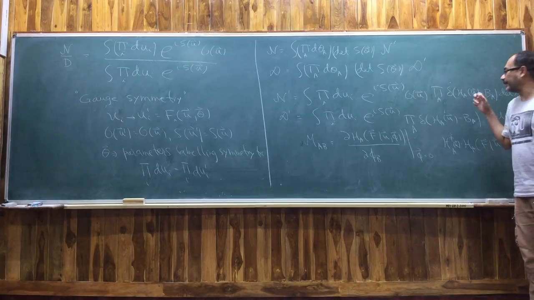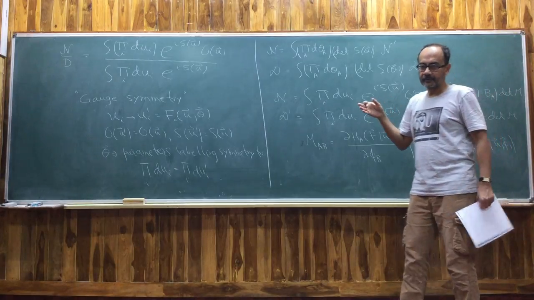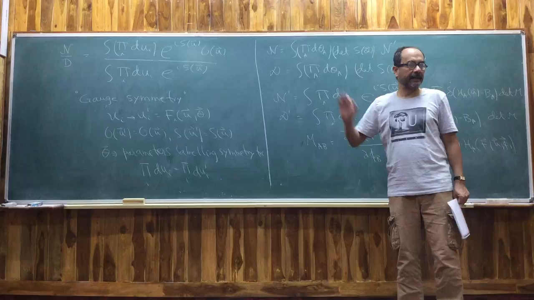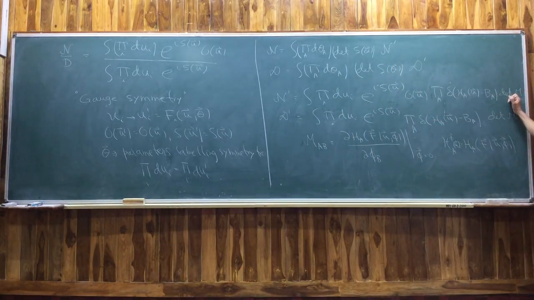Okay. Now in some cases it may happen that these H's are simple. Okay, it just sets some fields to zero. Okay, in which case we just set those fields to zero and derive the Feynman rules. Or even then you have to worry about this determinant. But for certain choice of gauge, these at least can be simplified.